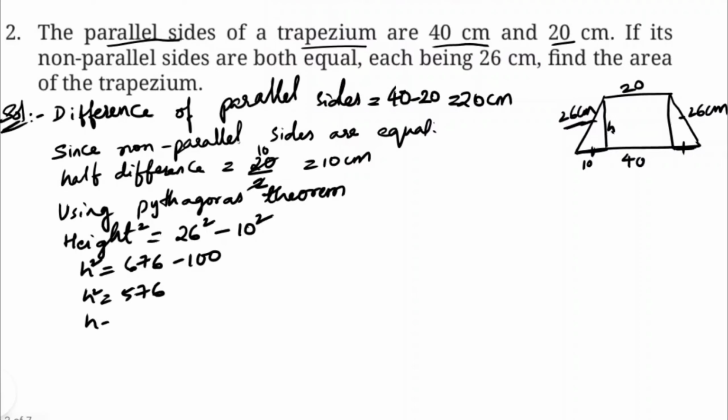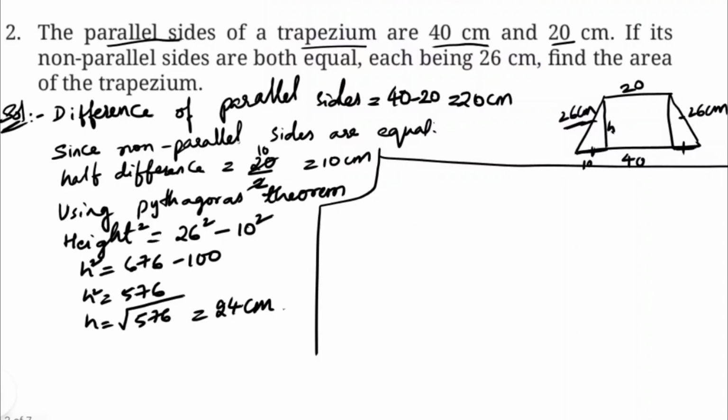So if we remove this square, we will get square root of 576. The square root of 576 is 24 centimeter. Okay, now it's time to find out the area. So here, area of the trapezium.